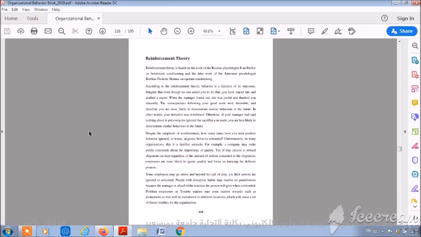Reinforcement theory. The reinforcement theory is based on the work of the Russian physiologist Ivan Pavlov on behavioral conditioning and the later work of the American psychologist Burrhus Frederic Skinner on operant conditioning. And according to the reinforcement theory, behavior is a function of its outcomes.